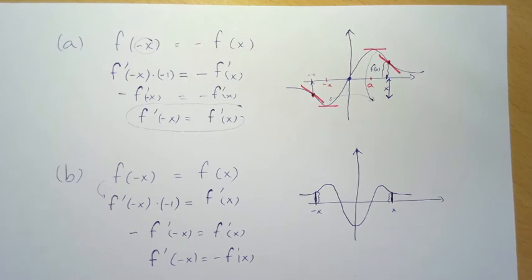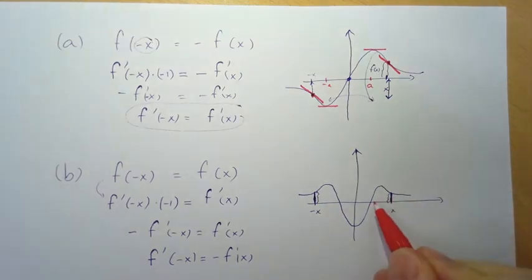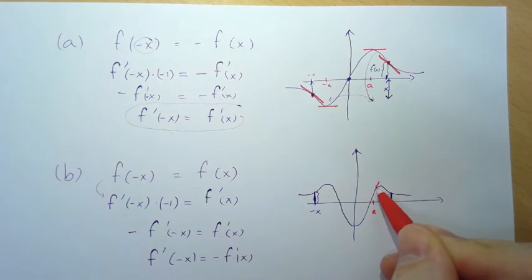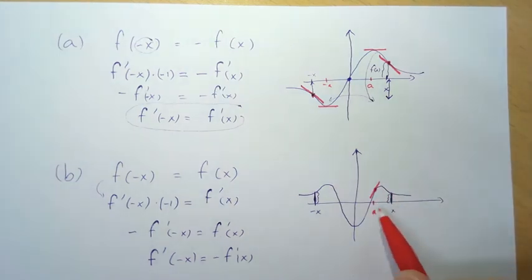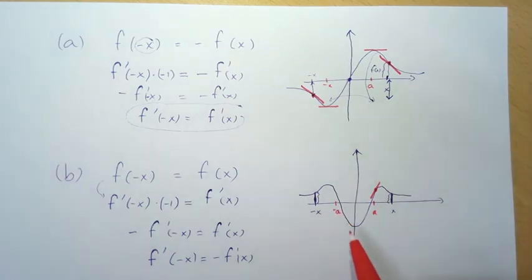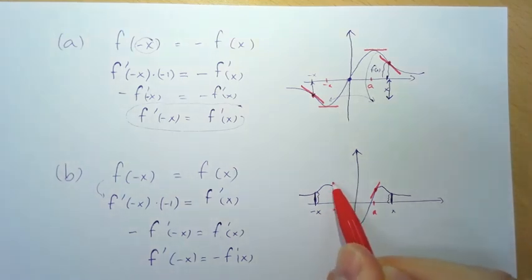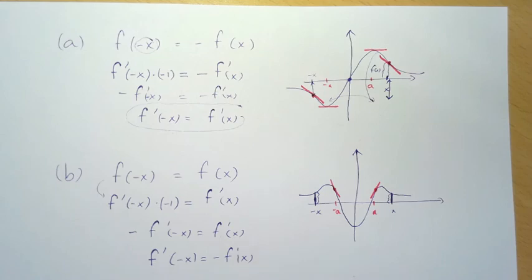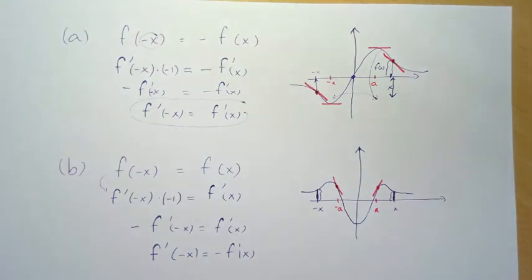Let's have a quick look at a random point here, a. Here's the slope at a. If I pick the point at x equals negative a, you can see that it's the opposite. Alright, so that's it for these two exercises.